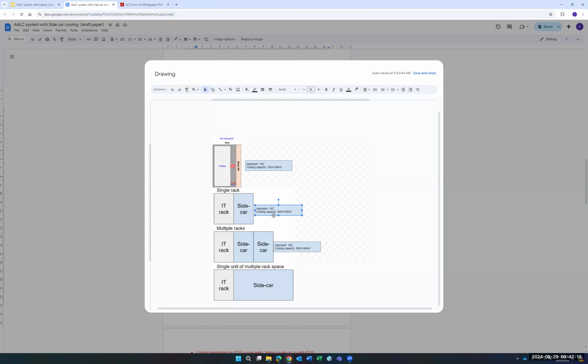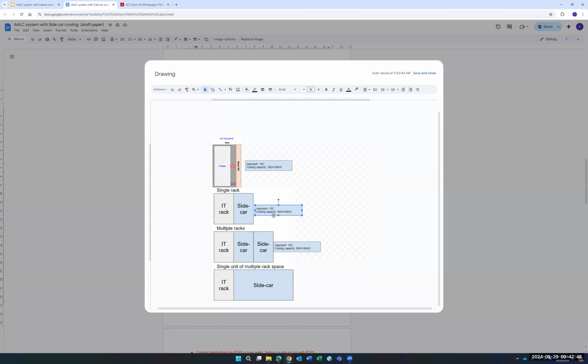But we can start with 35 degrees. So before the rack, you have 25, but the water temperature should be 35. So an approach of 10 Kelvin. In the case of the sidecar, it's right. An approach of 10 Kelvin, you receive the air with 25 degrees. The water should be 35. Perfect.